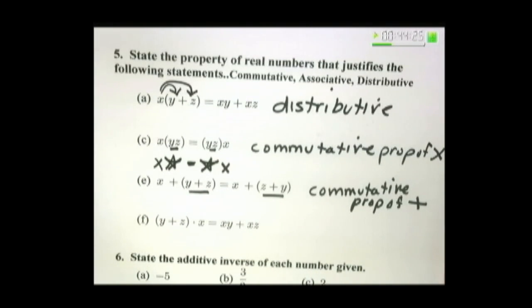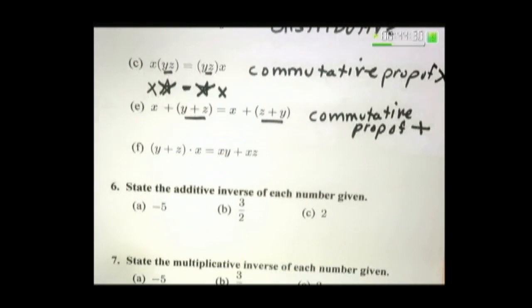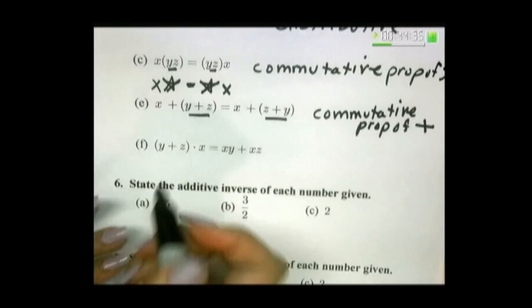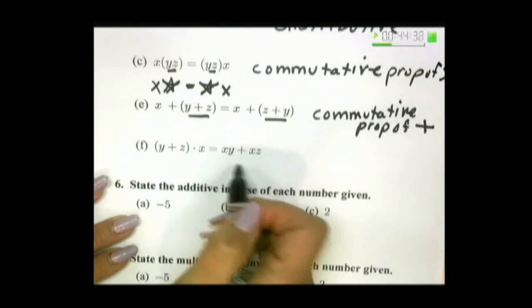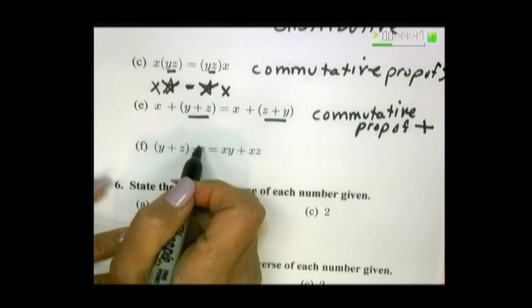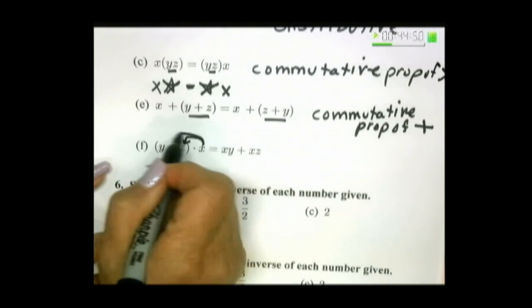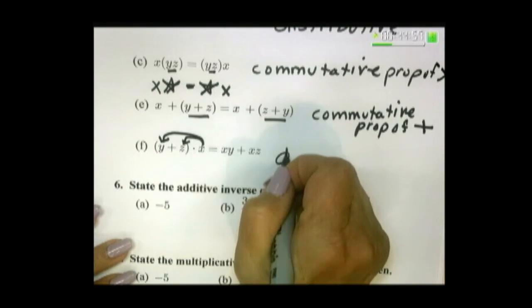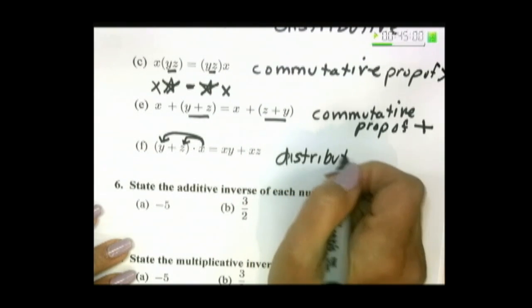Okay. And looking at F, Y plus Z times X. Well, we have parentheses on the left, we don't have them on the right. So I'm going to check and see if that's the distributive property, because that's what happens when we distribute and simplify. X has been multiplied by the Y and multiplied by the Z. So that X has been distributed over that addition. So it is the distributive property.